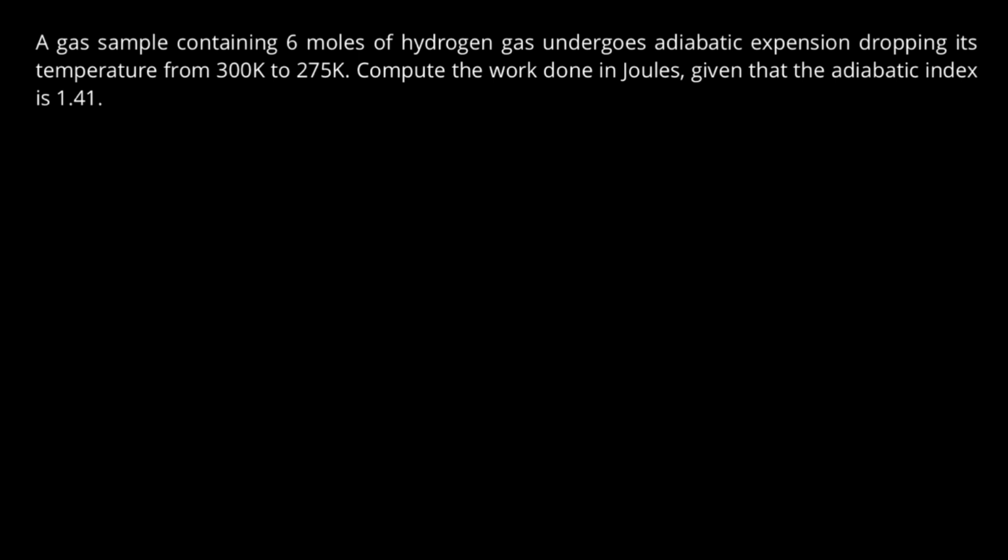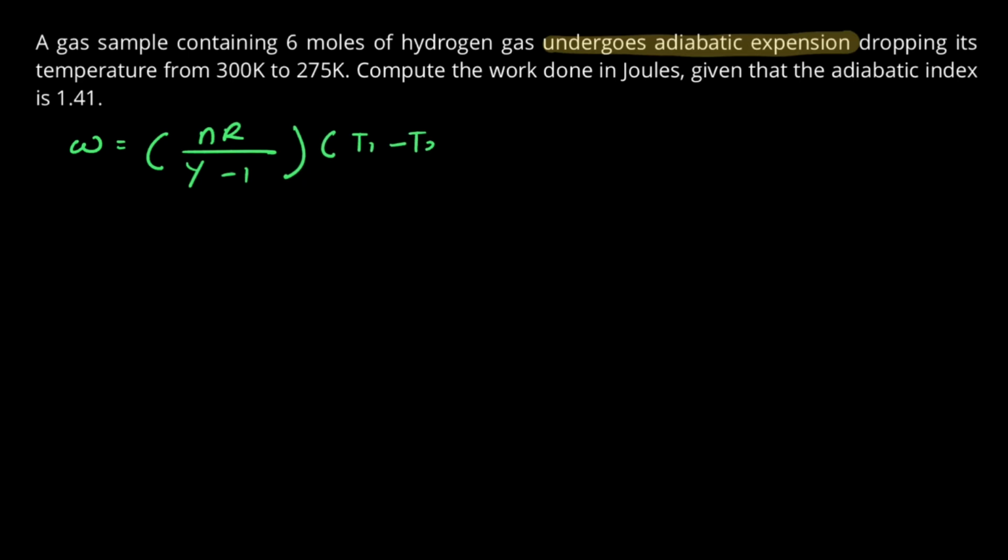Alright, since the question states that it undergoes adiabatic expansion, the formula that we are going to use is W, which is for work, equals nR divided by the adiabatic index minus 1, times T1 minus T2. Your W is the one that you want to calculate.